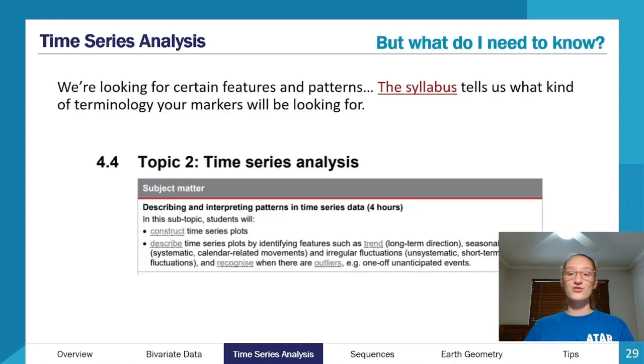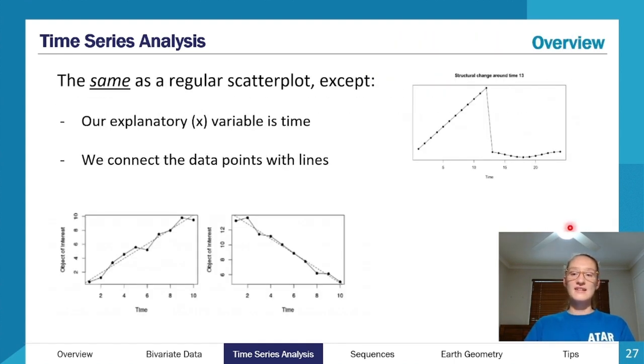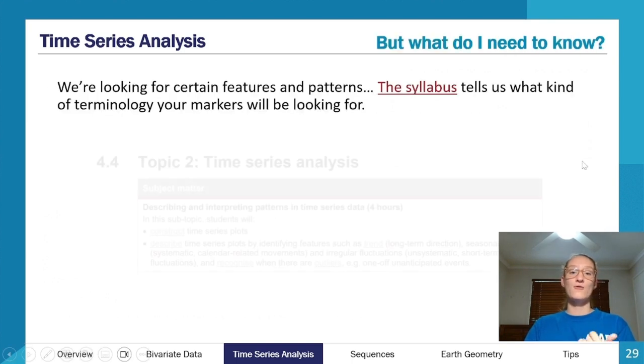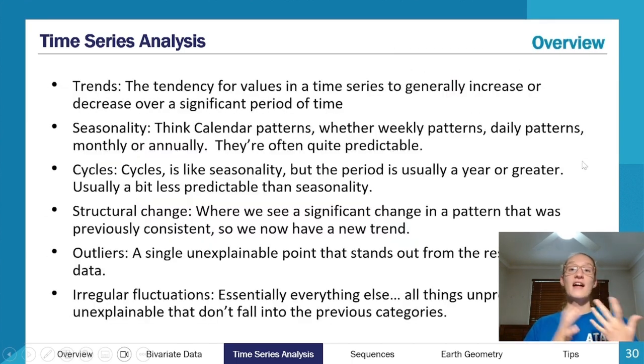And if we have a structural change, this is actually an example of a structural change here, because we had an established trend or pattern in our time series plot, and then we had a structural change around time point 13, and that actually resulted in a new trend or pattern being formed. That's what we're talking about when we're talking about a structural change. And that could often be reflected or explained by external events.